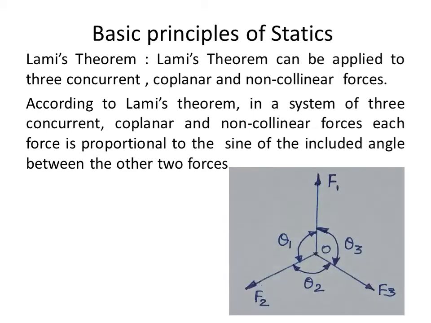Here in this figure, F1, F2, F3 are the forces. They are making an angle with the other forces, theta 1, theta 2, theta 3 respectively. We can write down F1 by sine theta 2 equal to F2 by sine theta 3 equal to F3 by sine theta 1. That is, force divided by the sine of the included angle between the other two forces is constant.